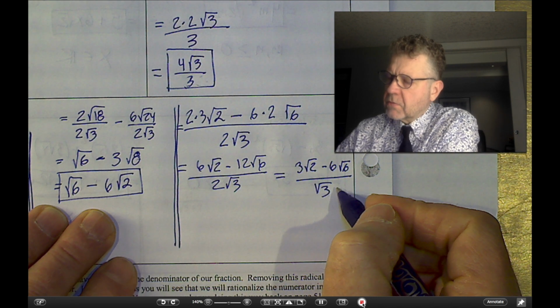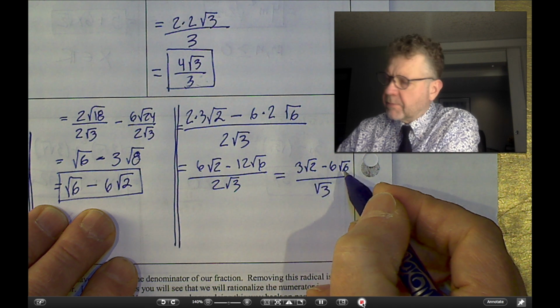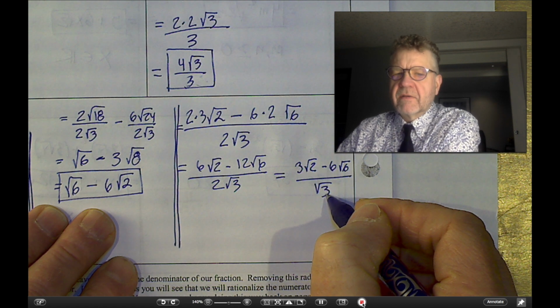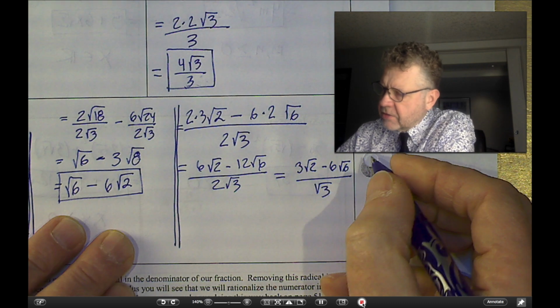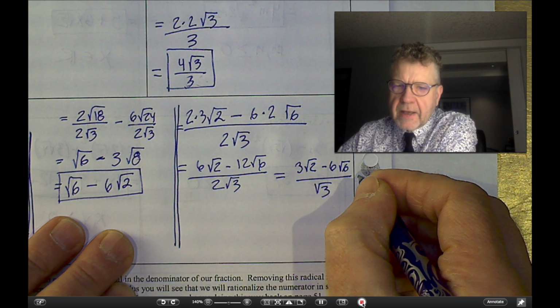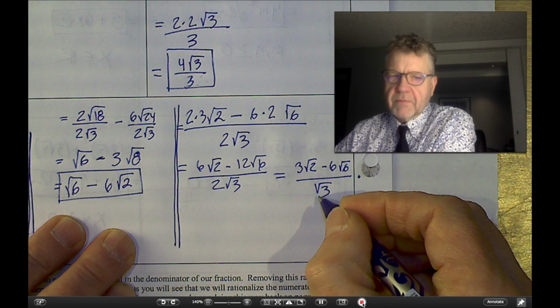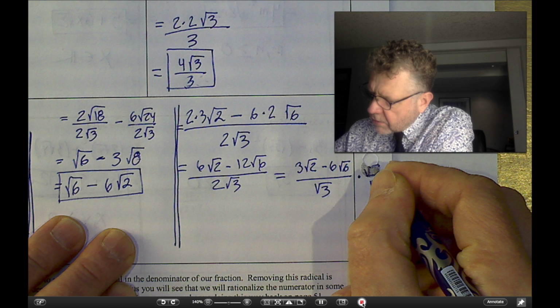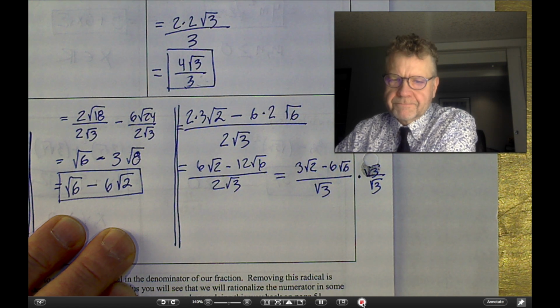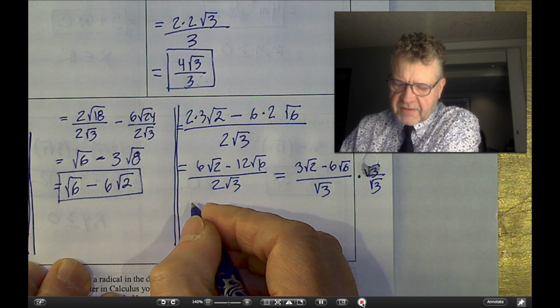Now we have an answer here, but we want to get rid of the radical in the denominator. What do we do? Well, to get rid of a root 3 on the bottom, just multiply it by root 3 over root 3. Boom, like that. Okay, what's our next step then?